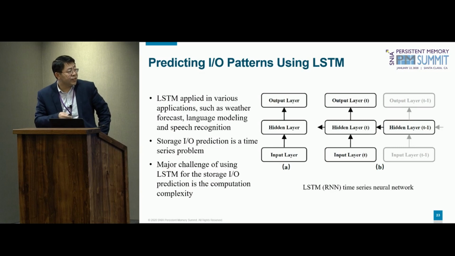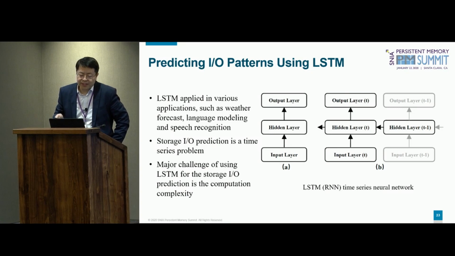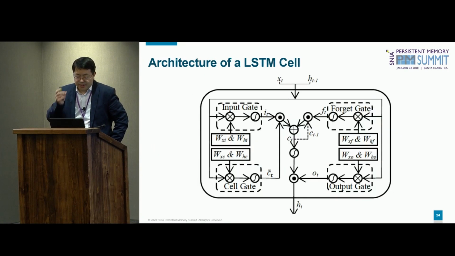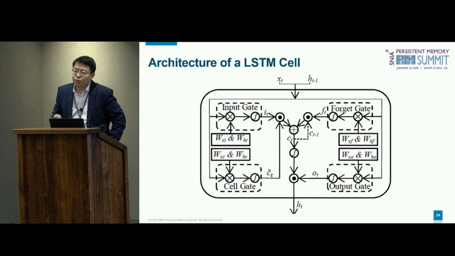So you see that from the LSTM, there are multiple layers: the input layer, the hidden layer, the output layers. And inside each layer, there are many cells. And inside one cell, you can see there are 4 gates: the input gate, cell gate, forget gate, and output gate. The 4 gates decide which states should stay and which should be forgotten.